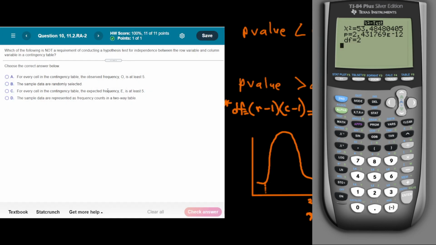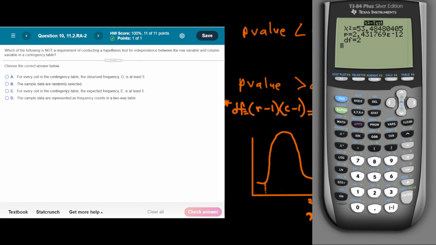Okay, which of the following is not a requirement of conducting a hypothesis test for independence between the row variable and column variable in the contingency table? I will tell you this, one does not belong. It says the sample data are randomly selected. No, that is a requirement. In almost every instance of this course, your sample has to be randomly selected. Let's see, for every cell in the contingency table, the expected frequency E is at least 5.